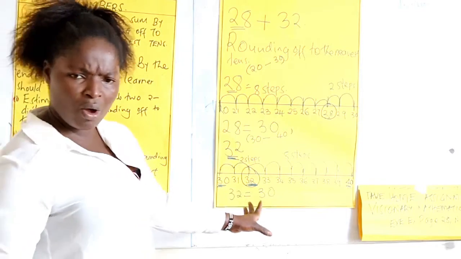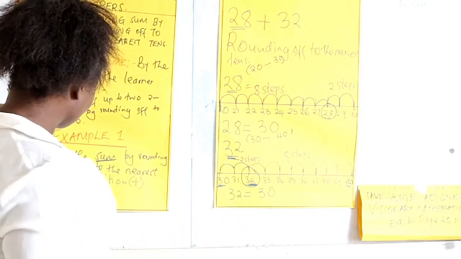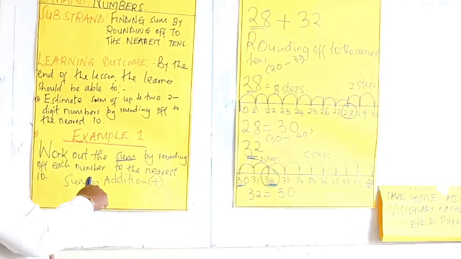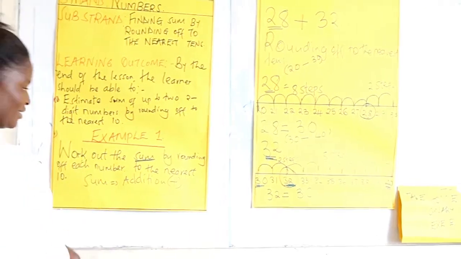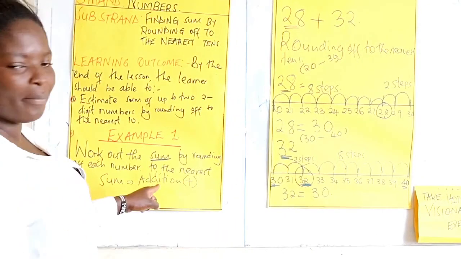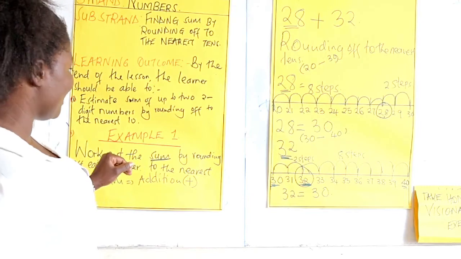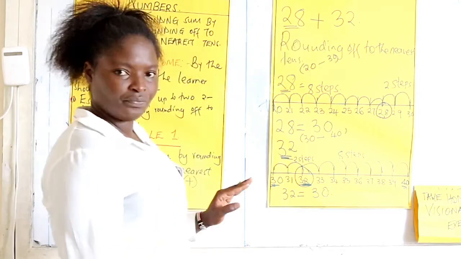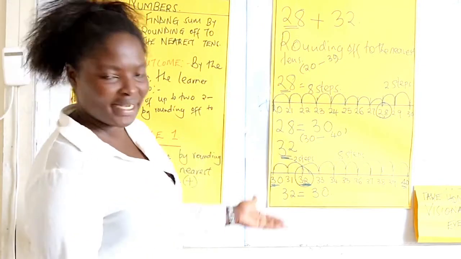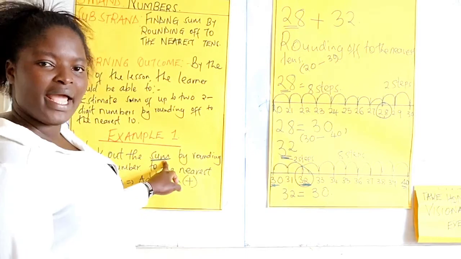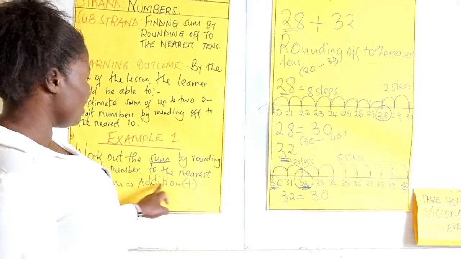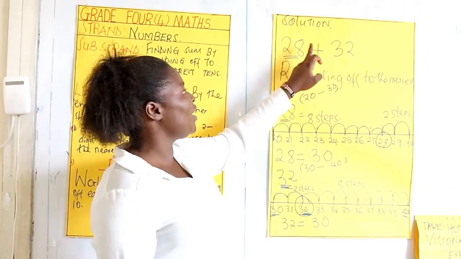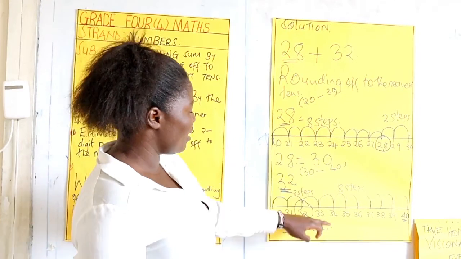So let us go back to our question. Can we read together? Work out the sum by rounding off each number to the nearest tens. So we have already rounded off the two numbers. We have remained with the last part of finding the sum. And remember, I told you that sum is to add. So we are not adding these ones. We are going to add the rounded off numbers.